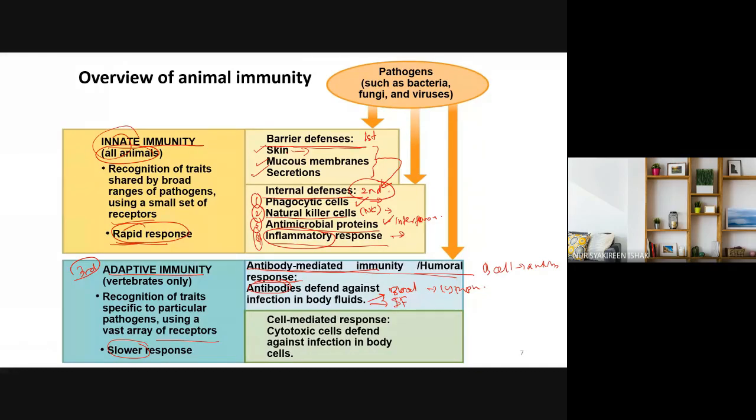But the second type, the first type is antibody, the second is cell mediated immune response. This one involves cytotoxic T cells. Okay, cytotoxic T cells. So this attacks infected body cells, okay, infected by a specific virus. So the mechanism is more specific. Okay, more specific. Alright.